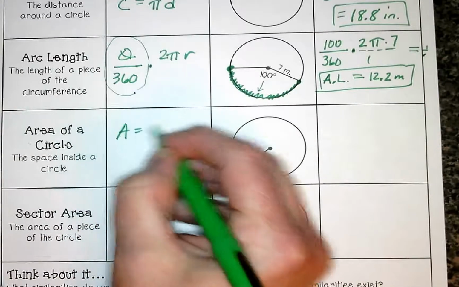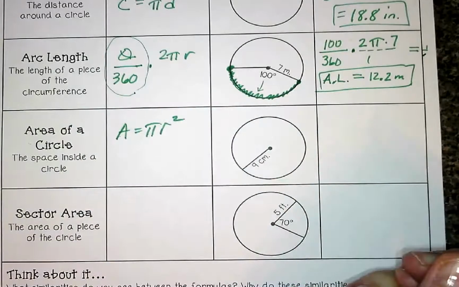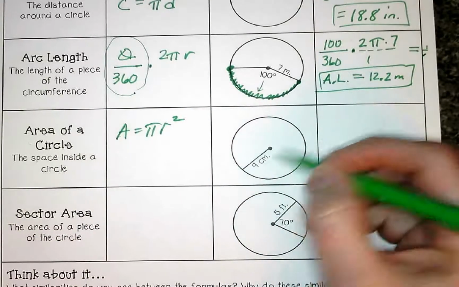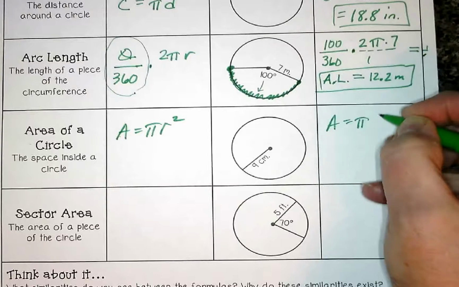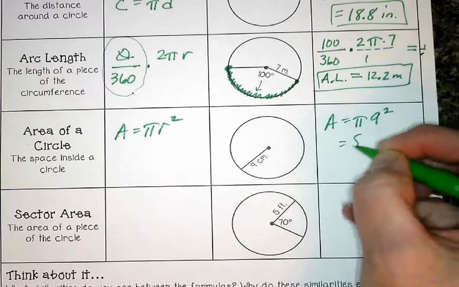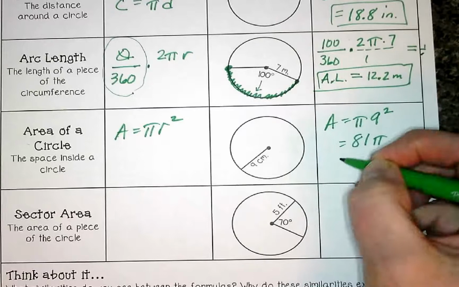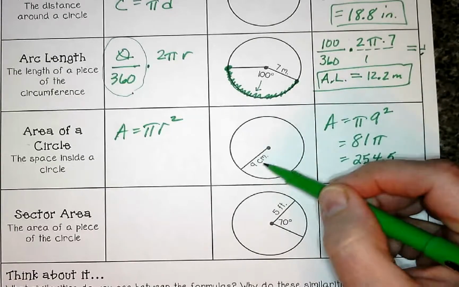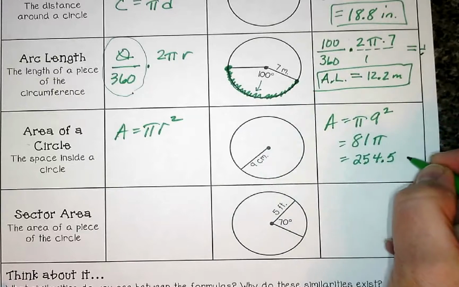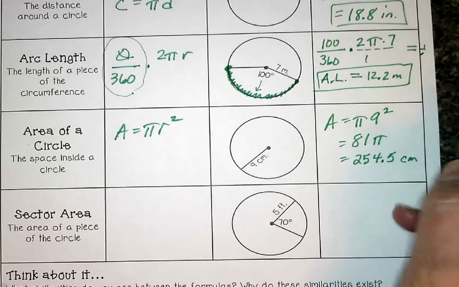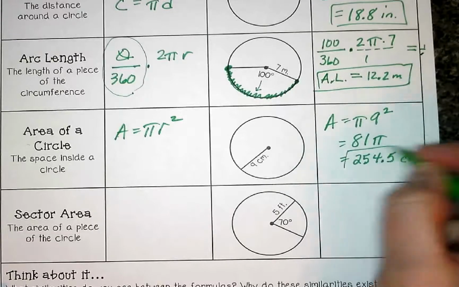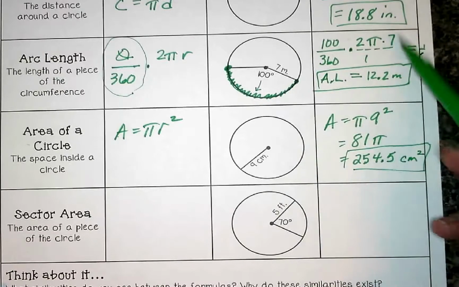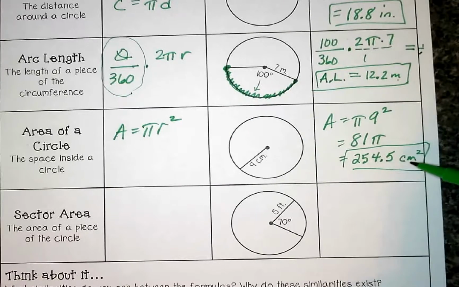Okay. Area of a circle we found in our last lesson was pi r squared. If I'm looking at this picture, r is 9, so pi times 9 squared. 9 times 9 is 81, times pi. Multiply that out, I get 254.5, and this is area now, so my unit labeling will be square centimeters. When we're talking about circumference and arc length, we're talking about just linear. Okay, so that's all we have to do for area of a circle.